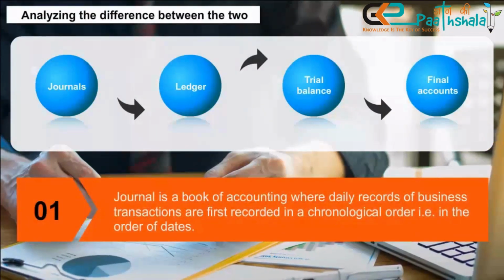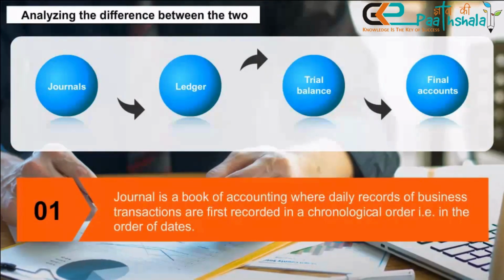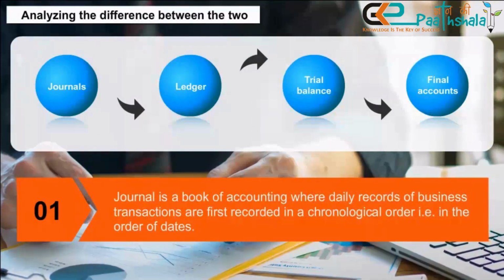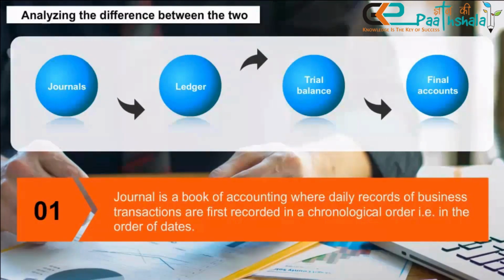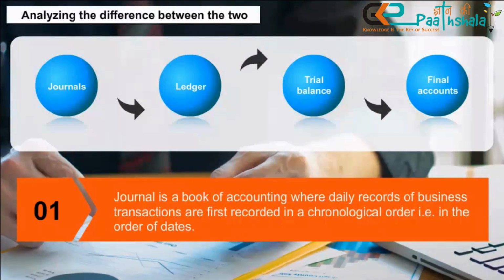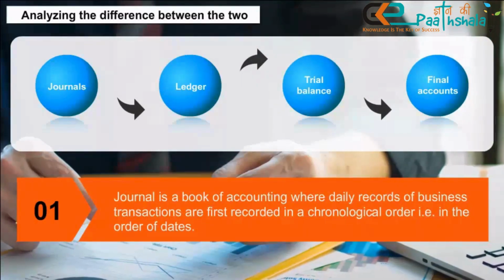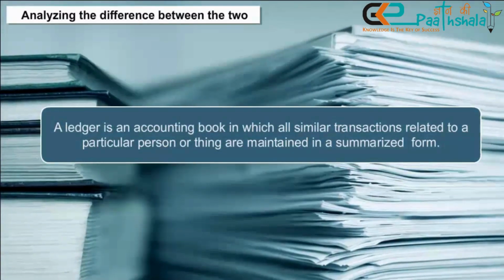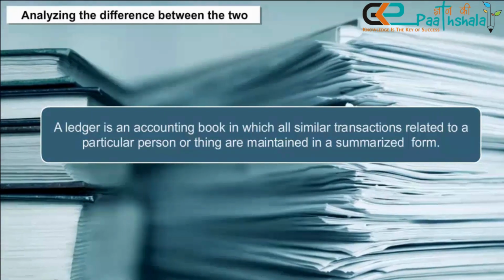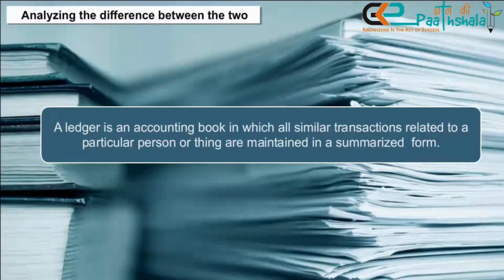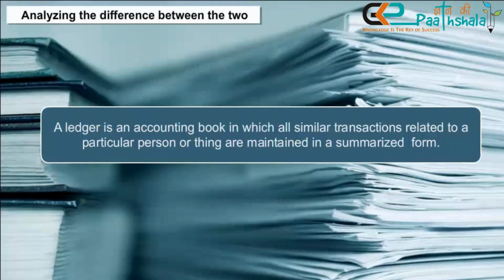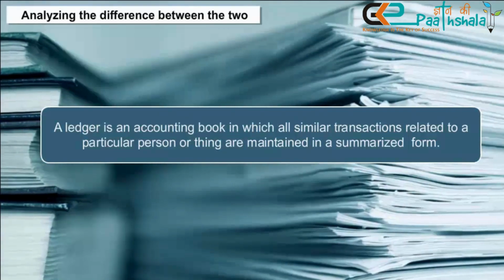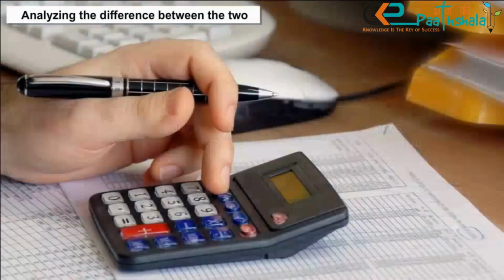1. Journal is a book of accounting where daily records of business transactions are first recorded in a chronological order, that is, in the order of dates. A ledger is an accounting book in which all similar transactions related to a particular person or thing are maintained in a summarized form.